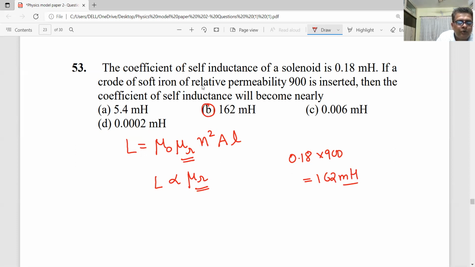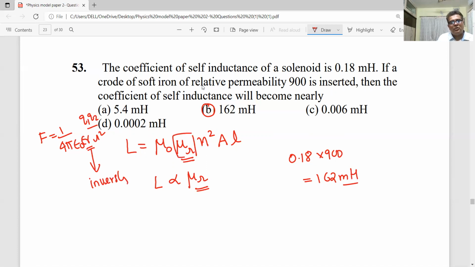This is just like your force: 1 by 4 pi epsilon naught, epsilon r, Q1 Q2 by r square. If you introduce the dielectric medium, the force is going to decrease, and the amount by which it decreases is decided by epsilon r. But here it is inversely related, whereas in the inductance case it is directly related. Therefore, L is proportional to mu r. N square can also be written as capital N by l, so you can always write N square A l.